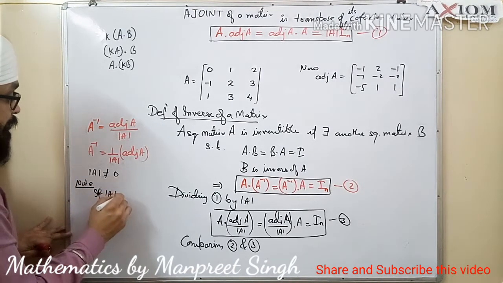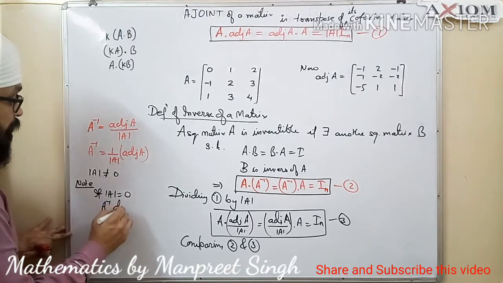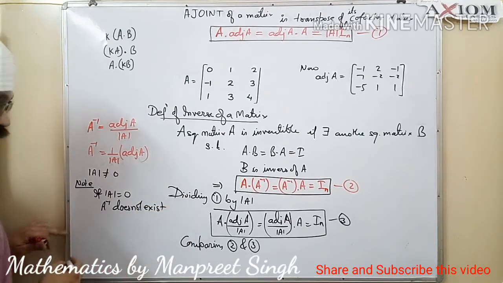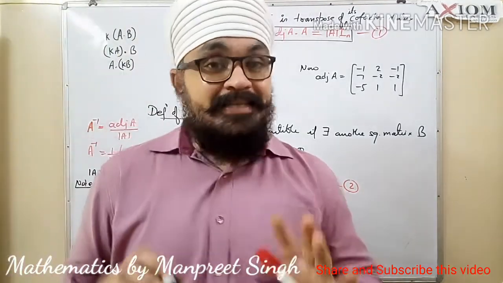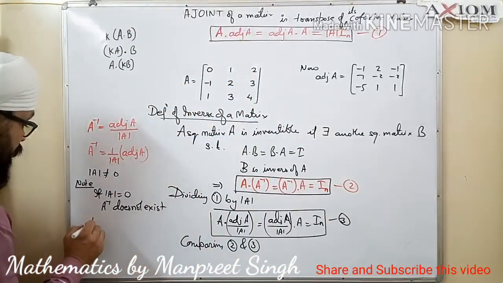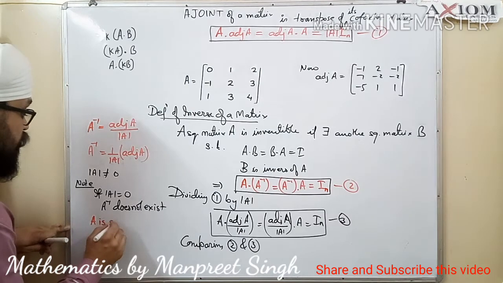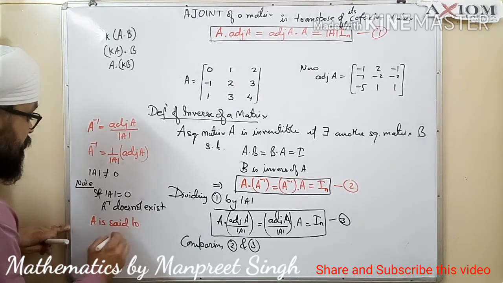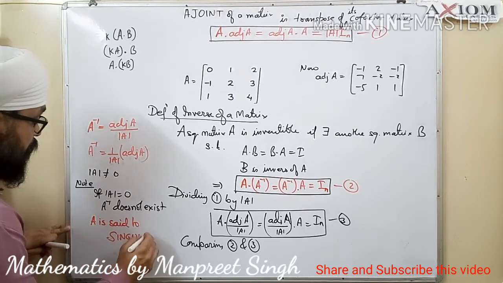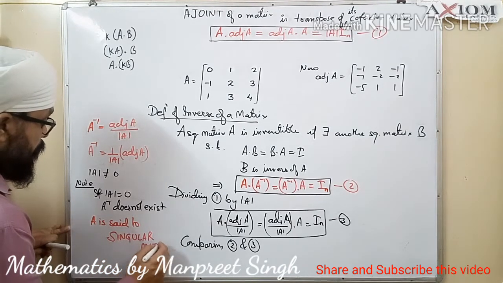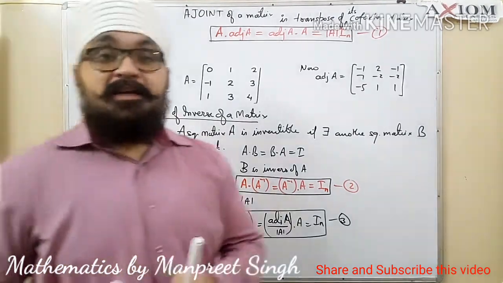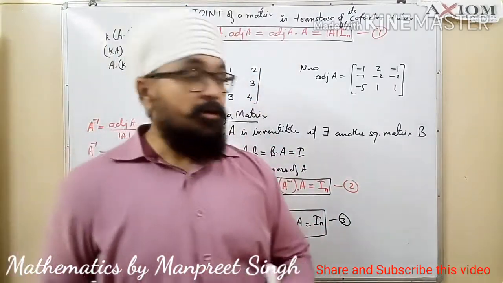If determinant of A is 0, A inverse does not exist. If that does not exist, then the matrix A will be a singular matrix, its inverse will not exist. That is why another definition comes here: A is said to be singular matrix. Clear? So along with that inverse of a matrix, we should remember the singular matrix also.